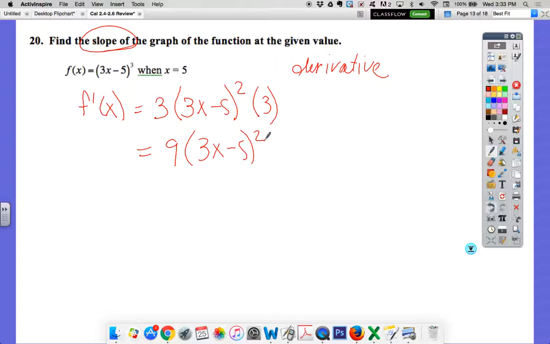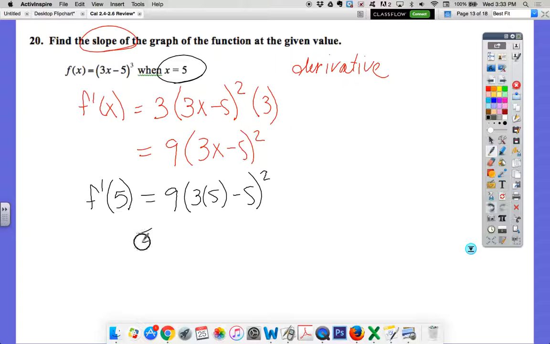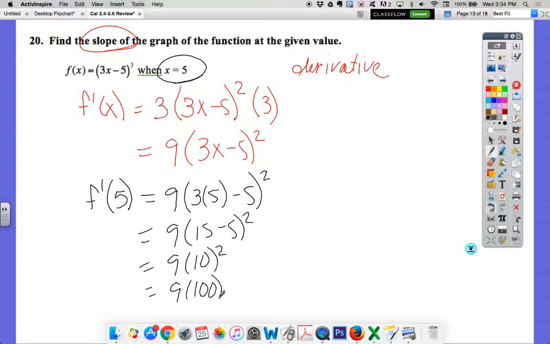Okay, so time to evaluate. My given value was 5, so f prime evaluated at 5. Proper structure, please note this on your test. Plug in your 5. Okay, come over here, plug in your 5. Show me proper notation. And so that's going to be 15 minus 5 squared, and so you got 9 times 10 squared, 9 times 100, and that would be 900.